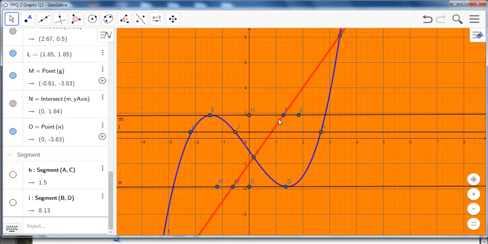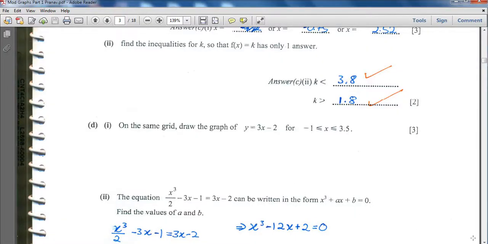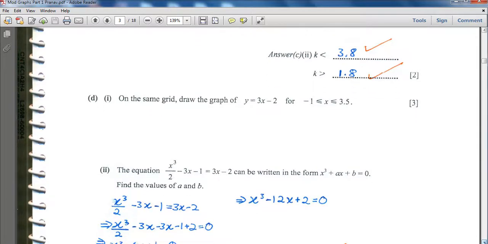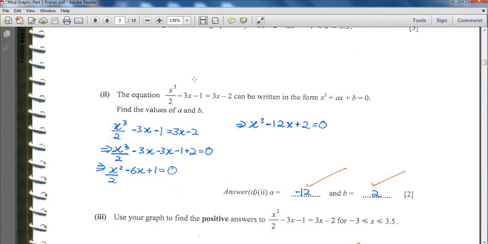So part 3.1 is about drawing the line. So this is what we do. We just draw the line on the graph. And then the second part says that the equation, one second, I'll just show you what the second part is. Yeah, this is what the second part of the question says. The equation x cube upon 2 minus 3x minus 1, this is the curve that we have already plotted. This is the line also which we've plotted. Can be written in the form x cube plus ax plus b is equal to 0. Find the values of a and b.